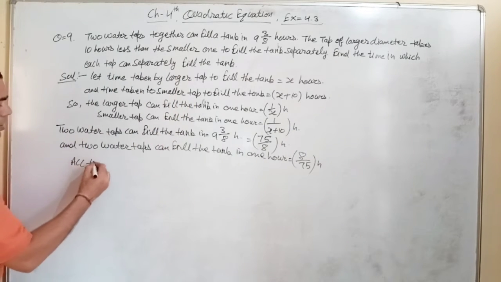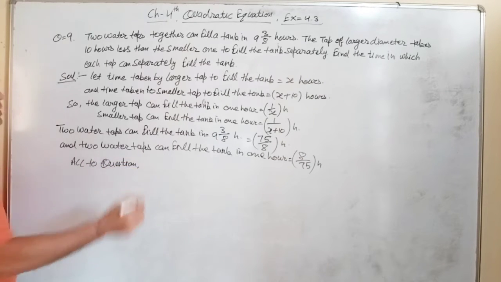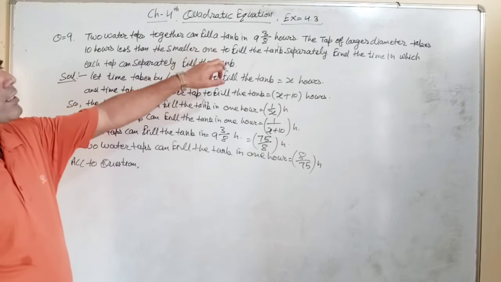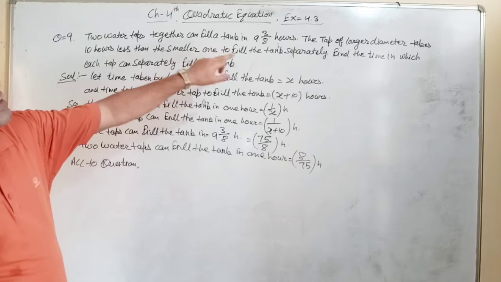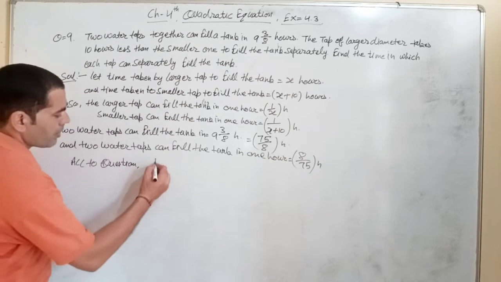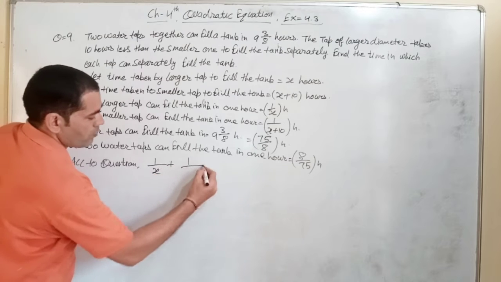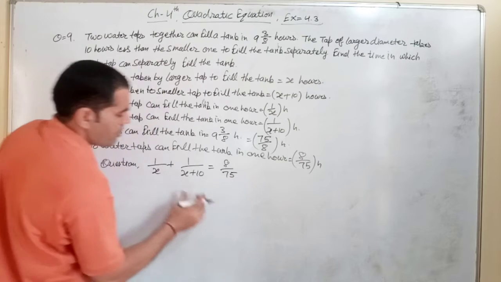According to the question, two water taps can fill the tank in 93 upon 8 hours. Find the time taken by each tap to separately fill the tank. So 1 upon x plus 1 upon x plus 10 is equal to 8 upon 75.